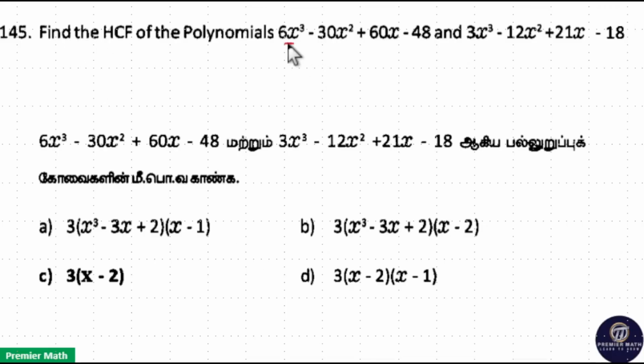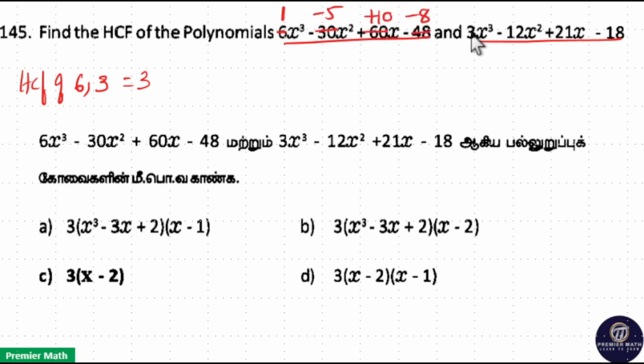Find the HCF of the given polynomials. Here in the first polynomial 6 is a common term and in the second polynomial 3 is a common term. So take the HCF of 6 and 3, which is equal to 3, and that is given in all the options. Now take 6 outside from the first polynomial, then the coefficients will become 1, minus 5, plus 10 and minus 8. In the second polynomial take 3 outside, then the coefficients will become 1, minus 4, plus 7 and minus 6.